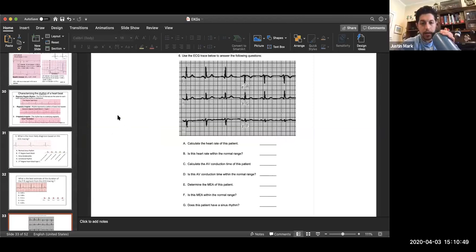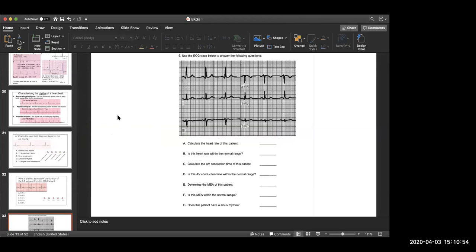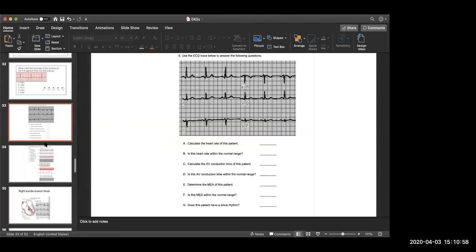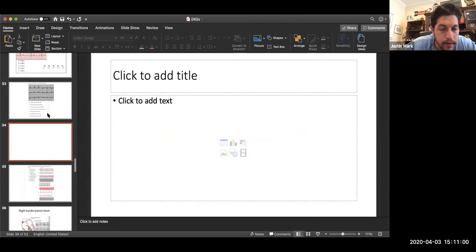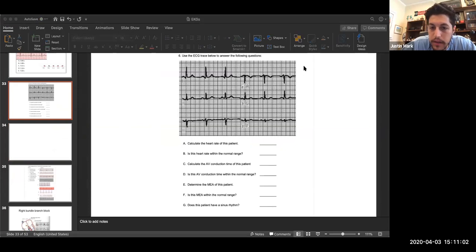All right, so how do we calculate the mean electrical axis? Looking at the strip, looking at what's deflecting, where it's pointing to. Yeah. Let me just go ahead and do this. I'm going to, real quick, add something else in. Can't believe I forgot to put that in.